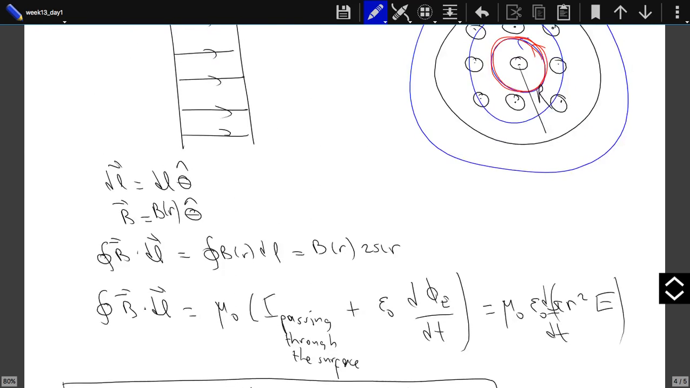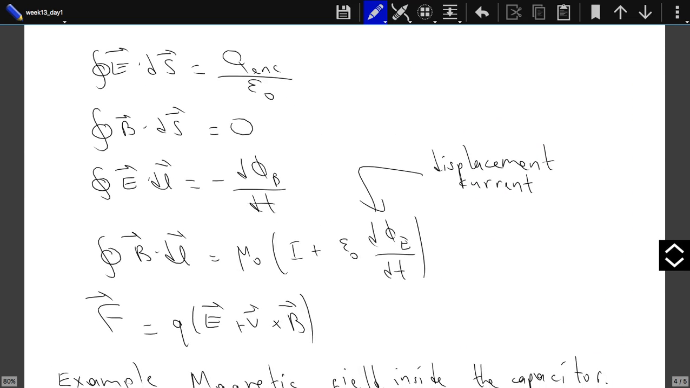Now, what is the displacement current? What we had seen was we had to modify the Ampere's law by adding this term. This term kind of behaves like the current, so that is why we just give it a special name called the displacement current. How does it behave like a current?